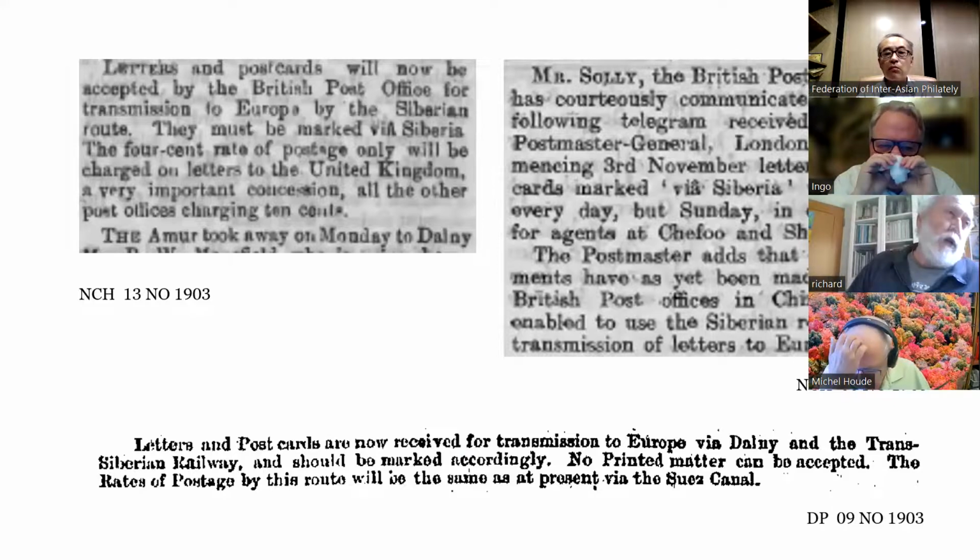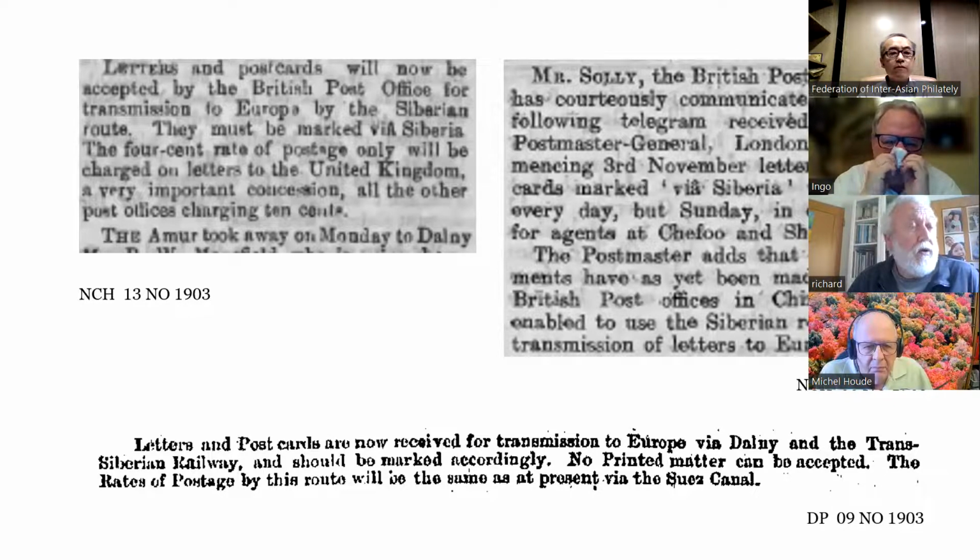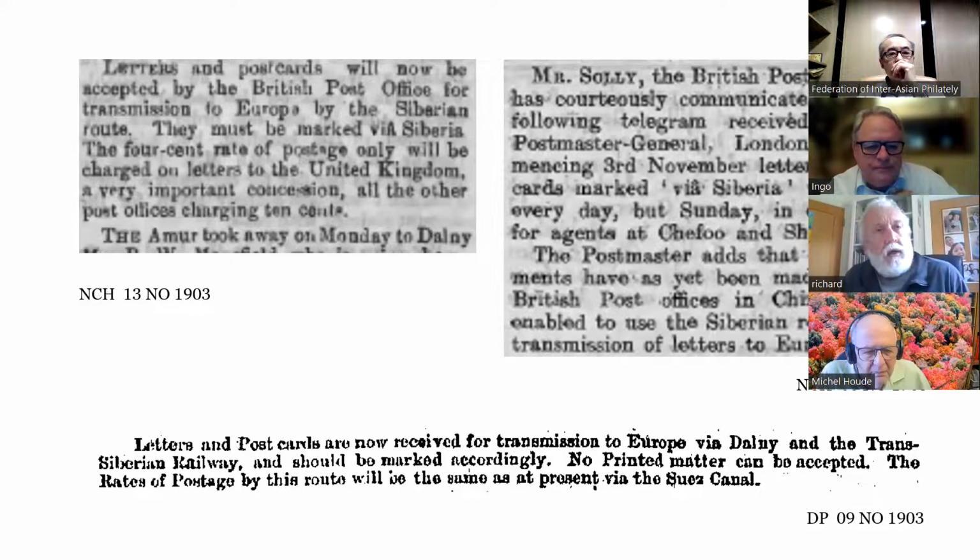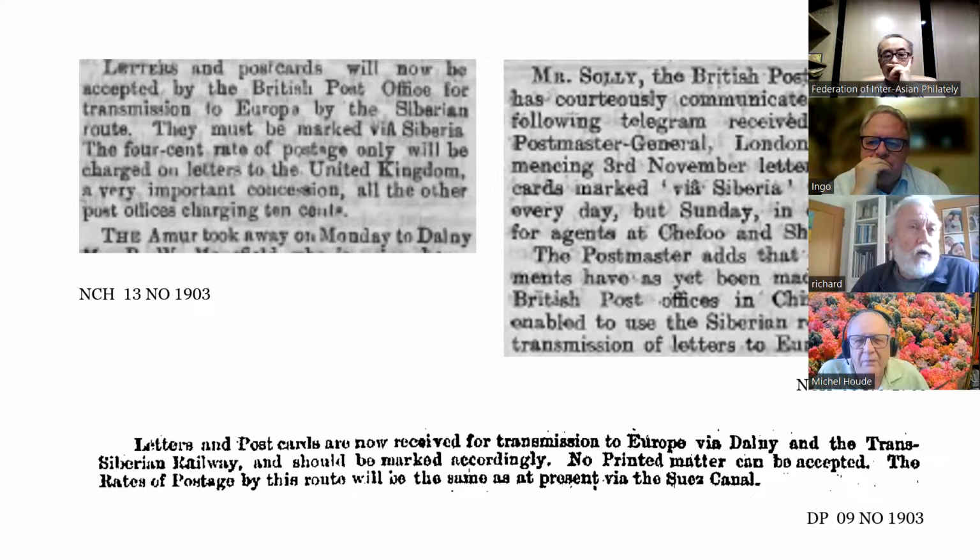Now, turning to the opening of the Trans-Siberian Railway to the British Post Office mails, various papers stated various things. Two from Shanghai, where on the 6th of November, there was no service, as we see on the right top, and on the left top, by the 13th, it was open. And at the bottom is from the Daily Press in Hong Kong on the 9th of November, saying that mails were done. The Postmaster General confirmed that the first mail out of Hong Kong via that route was on the 10th of November.